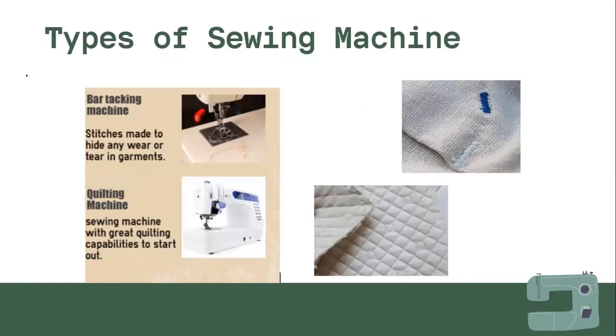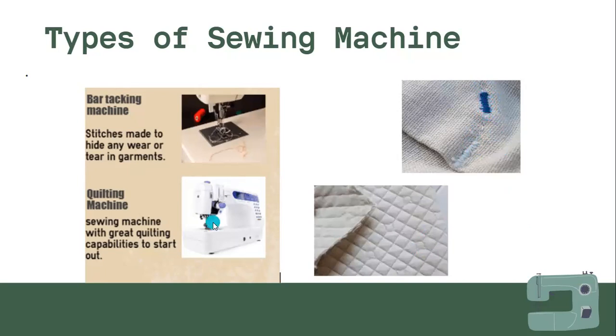The next one is bar tacking machines. Bar tacking is for stitches for hiding tears, etc. If there is any tear, these bar tacking machines will hide the tears, or stitches will be made to remove the tears. Torn clothes can be repaired using a bar tacking machine.